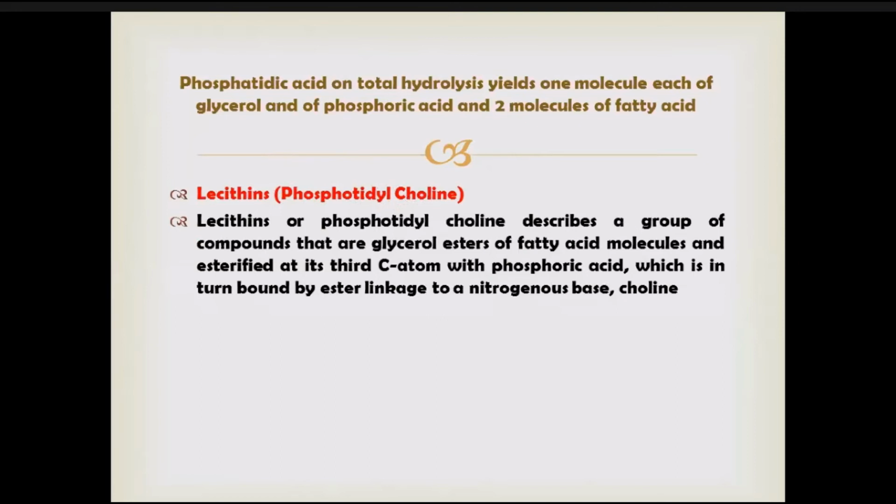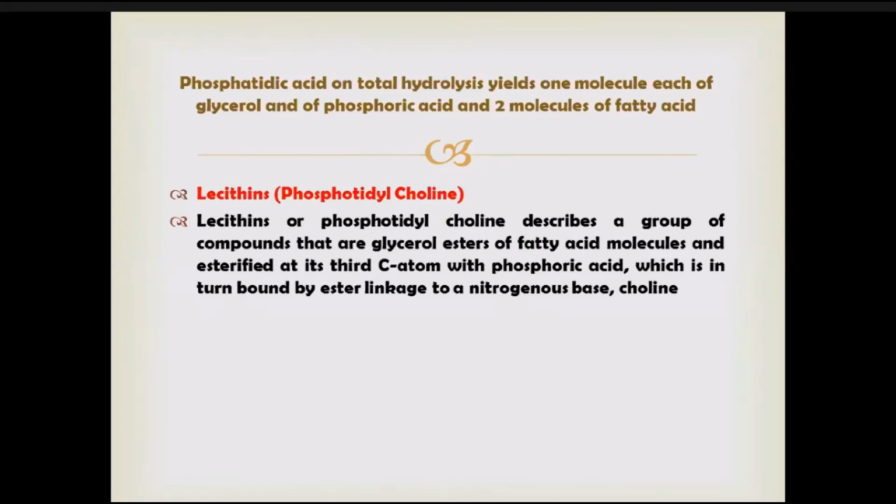Lecithins or phosphatidylcholine describes a group of compounds that are glycerol esters of fatty acid molecules and esterified at the third carbon atom with phosphoric acid, which is in turn bound by ester linkage to a nitrogenous base, choline.